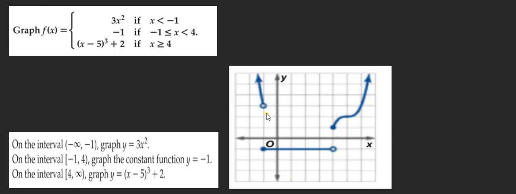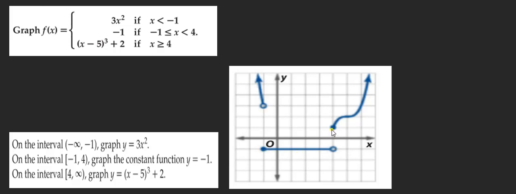But let's talk about why you have an open circle, or open dot, over here, and a closed circle, or closed dot, over here. Look at the domain. Whenever x is less than -1, notice -1 is not included for 3x squared. That's why you have an open dot over here. -1 is included for the second piece when y is -1. That's why you have a closed circle over here.